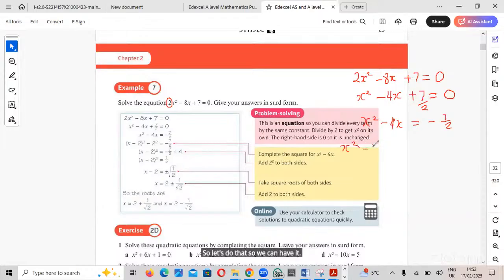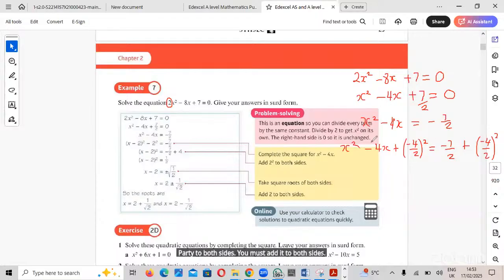So let's do that. We have x squared minus 4x plus (minus 4 over 2) squared is equal to minus 7 over 2 plus (minus 4 over 2) squared. You must add it to both sides.